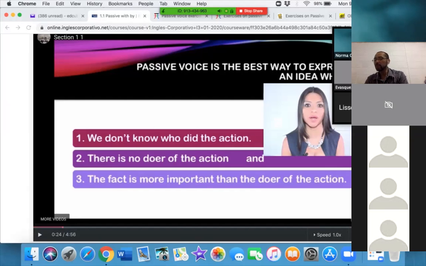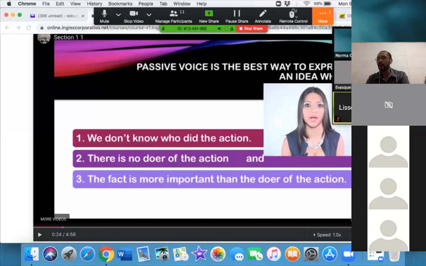So number one, we don't know who did it. For example, a stranger, someone at a party, we don't know. Second, there is no doer of the action. This means that the action happened, but not because of a person. For example, an earthquake or something like this. That could be another one. So when we have a natural disaster, that's another way of the no doer. And three, the fact is more important than the doer of the action. That means that what happens is what's important.